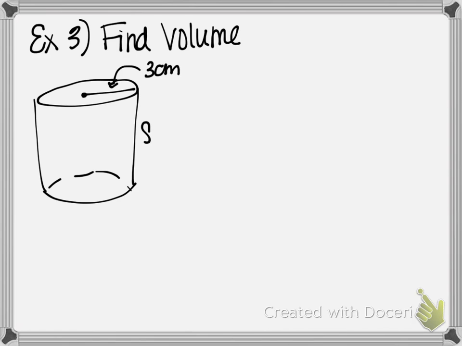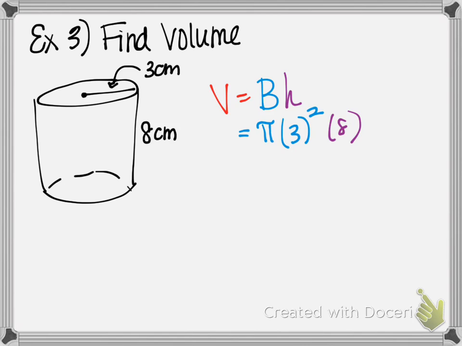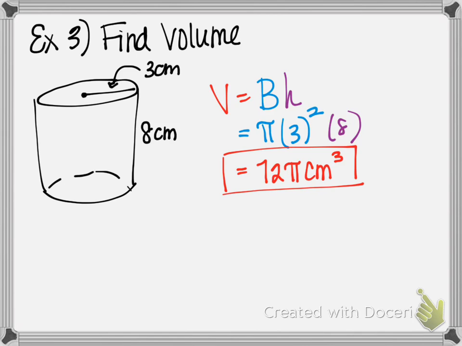Okay, let's find the volume of a cylinder. Draw this picture, and we'll start by writing the formula, area of the base times height. If we want the area of the base, we need to know the radius, which they told you was 3 centimeters. So all we have to do is pi times 3 squared, multiply that by the height, and when we put this in terms of pi, we get 72 pi centimeters cubed.